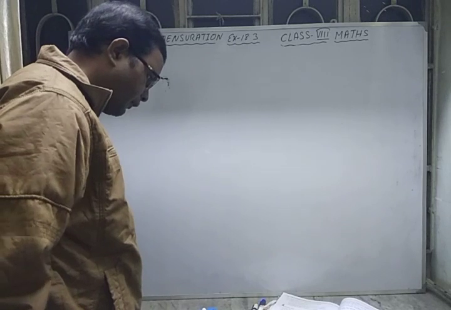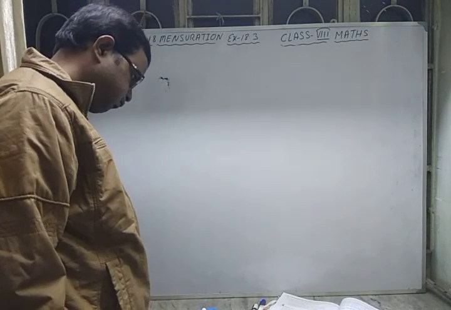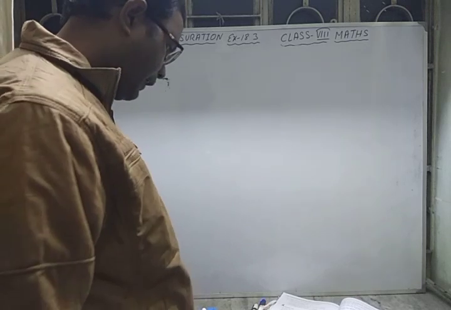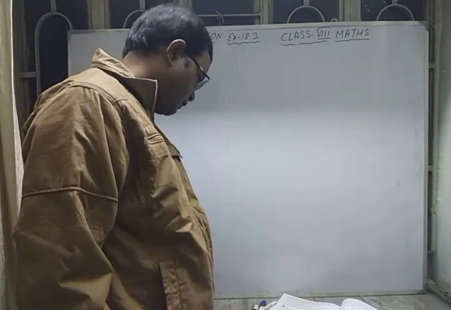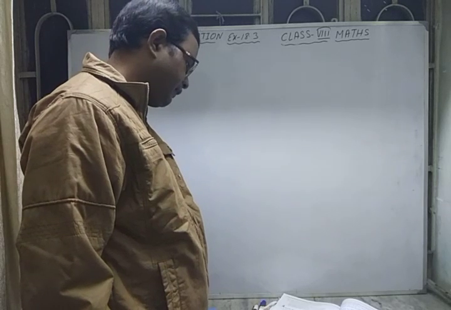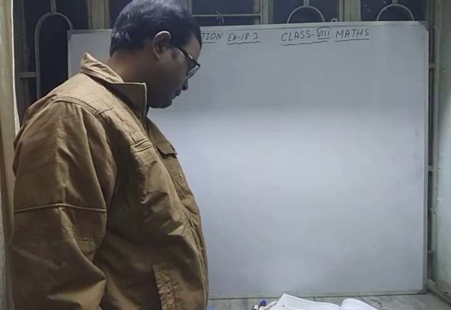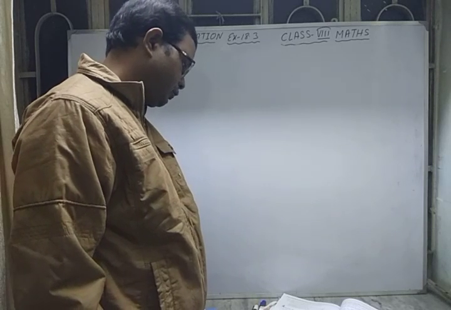Now, first of all, the questions which I am going to take in this exercise. The first one is very easy. Surface area of a cube is given as 384 centimeters square. You have to find the length of each side and the volume of the cube.